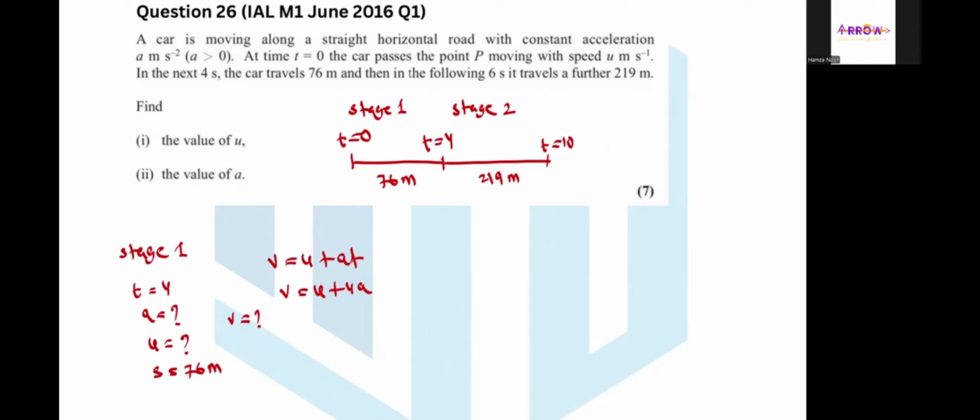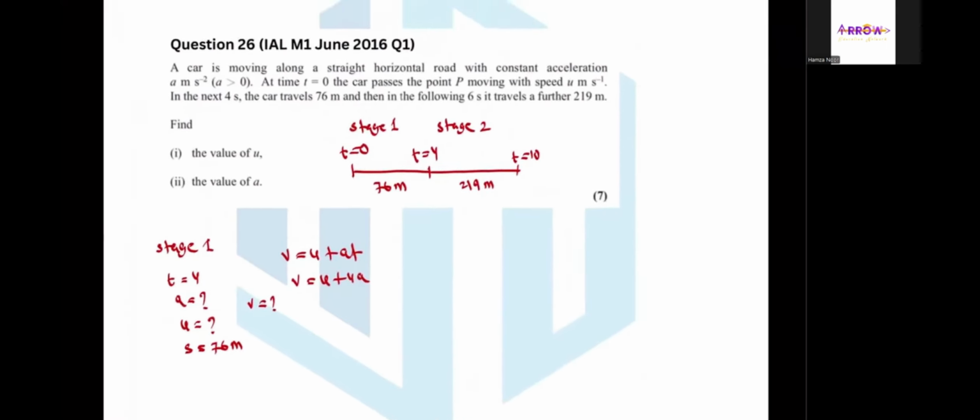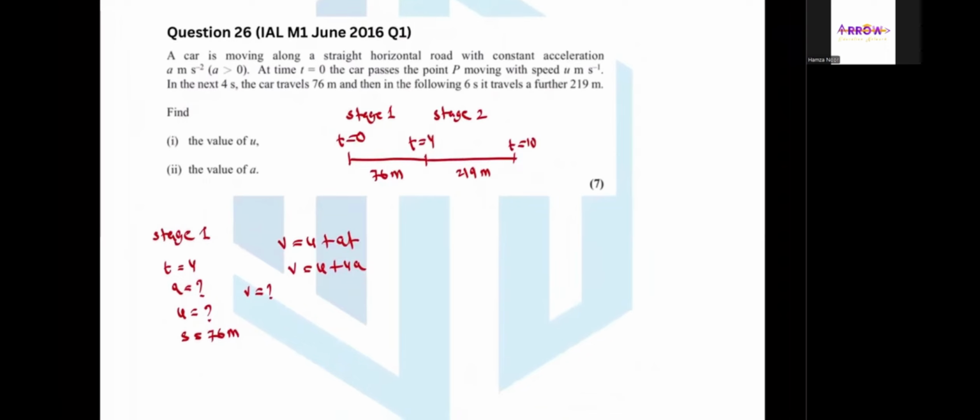This will become the initial velocity for the journey from t equals 4 to t equals 10. The final velocity of stage 1 will become the initial velocity of stage 2. So v is equal to u plus 4a. Now, if we talk about stage 2, our initial velocity will be u plus 4a, which we have found earlier. And the duration for this stage 2 is 6 seconds, because we are talking about the following 6 seconds, and the displacement is 219 meters.